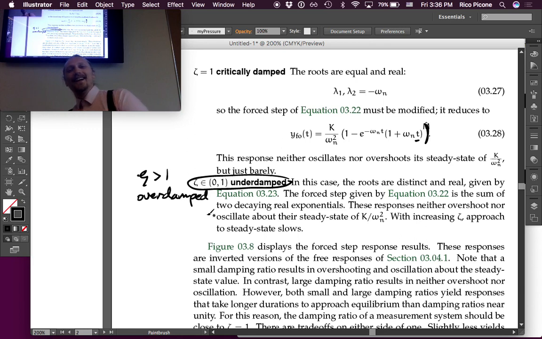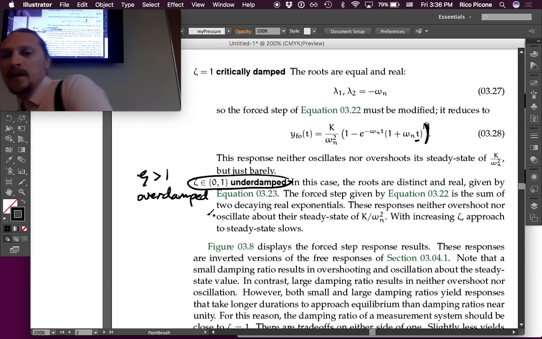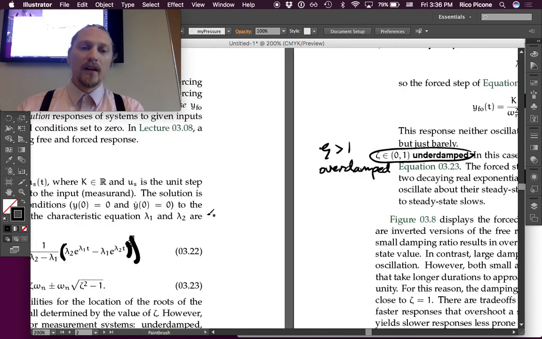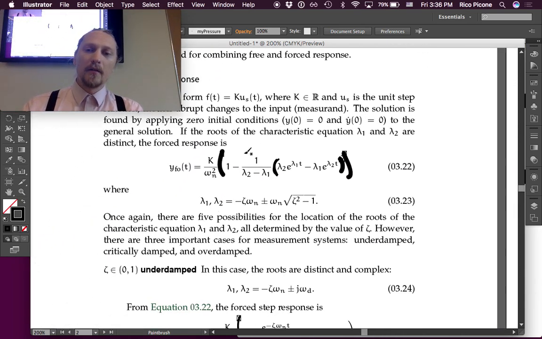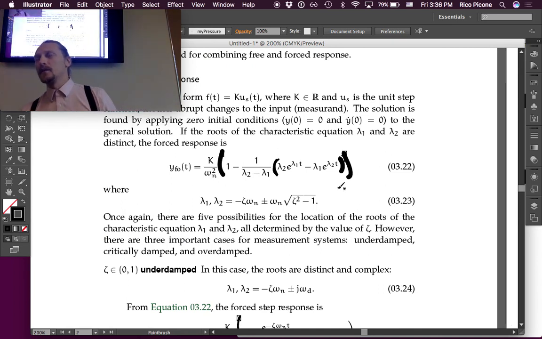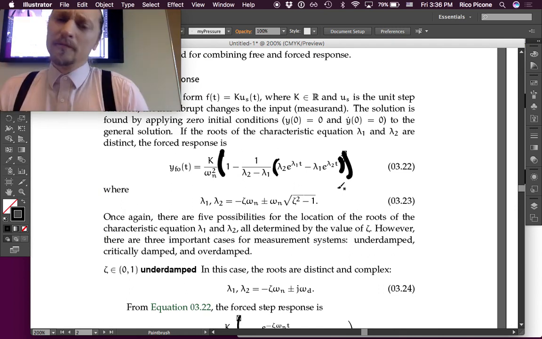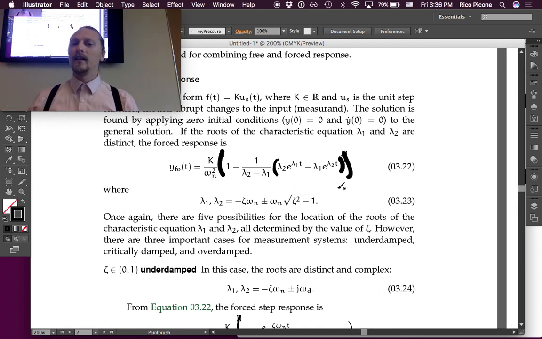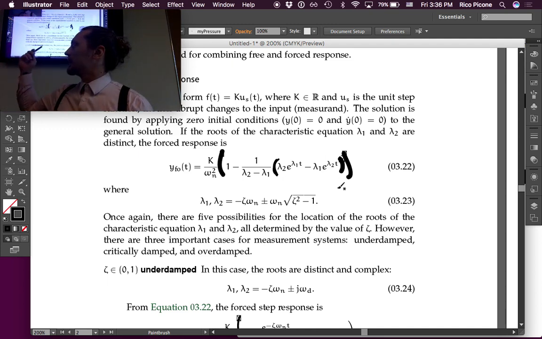So in the overdamped case, the roots are distinct and real, given by equation 3.23. The forced step is given by equation 3.22. It's the sum of two decaying real exponentials. And if you look, I didn't rewrite this in the case of overdamped. Sometimes people do, and they write it in terms of zeta and omega n, but frankly, it's a mess. Since all the lambdas are real in this case, this form is, I think, easier to look at. So I just leave it like that.